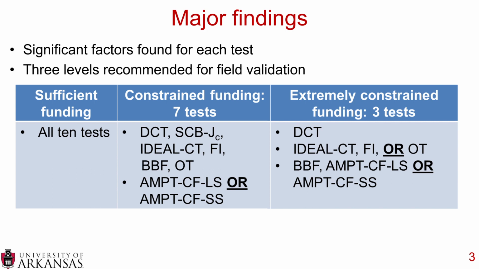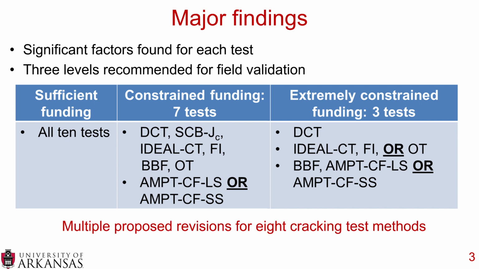Now, even more interesting is how they categorize the extremely constrained funding, because the DCT test stood alone. That is one that they recommended regardless of the level of funding you have to field validate. Now, for the intermediate temperatures, they recommended either the ideal CT, the flexibility index, or the overlay tester. And then for fatigue, they recommended the bending beam fatigue and then the 2 AMPT tests, but just one of those 3. So the DCT, one of the 3 in the second bullet, and one of the 3 in the third bullet.